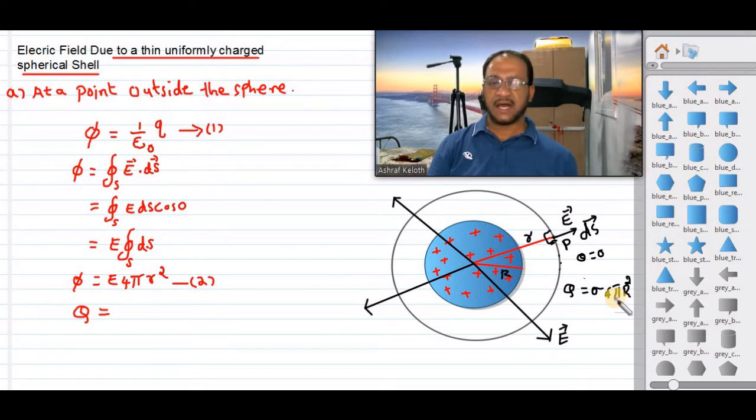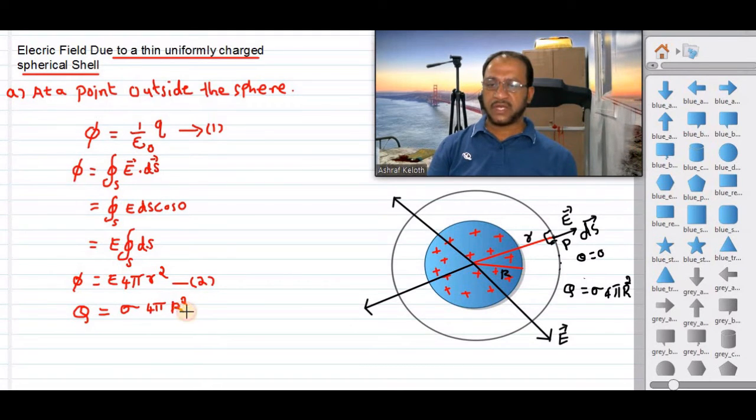Remember, this should be capital R square, not small r. The net charge enclosed inside the imaginary sphere is equal to the total charge on the original sphere, that is Q equal to sigma into 4 pi capital R square. Capital R square.